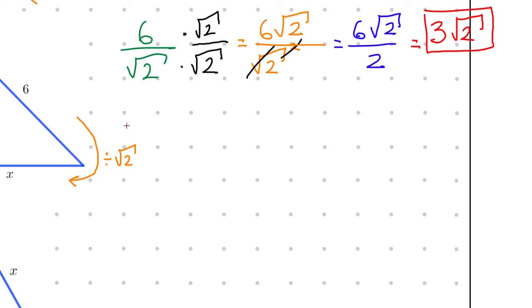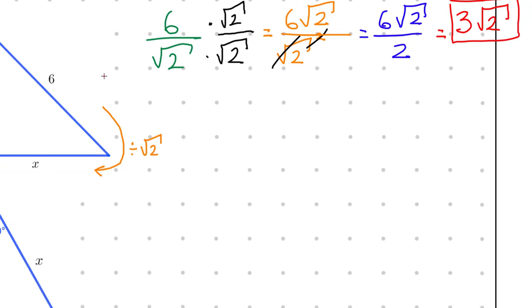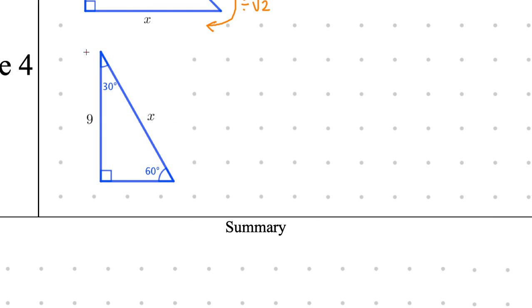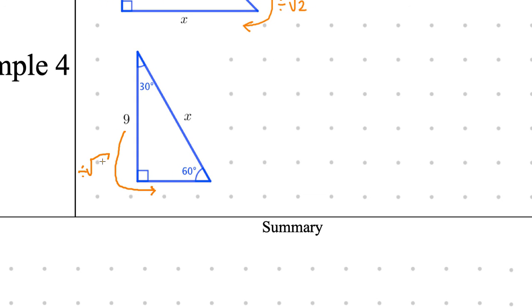Let's try example number 4, which is the hardest of the 4 examples, because not only do I have to do the same math that I just did right here, but I have to do 2 operations because I have to do 2 steps. To get from 9 to x, I'm first going to go over this 90-degree angle. So to get from the long leg to the short leg, what is the operation? Jose, what is it? Divide by the square root of 3, right? Exactly. Divide by square root of 3.